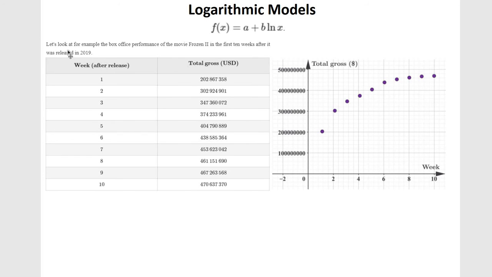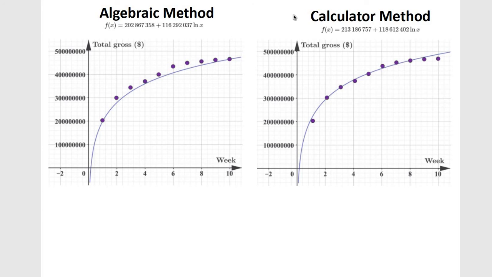Here we've got it frozen to box office performance. All right, so here we have our weeks after the release date and how much money they made. Okay, so here it's graphed. Now, how do we make a log equation? Well, there's two ways. We can do it algebraically or the calculator method.